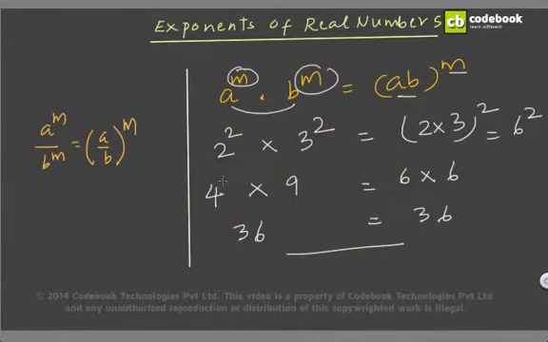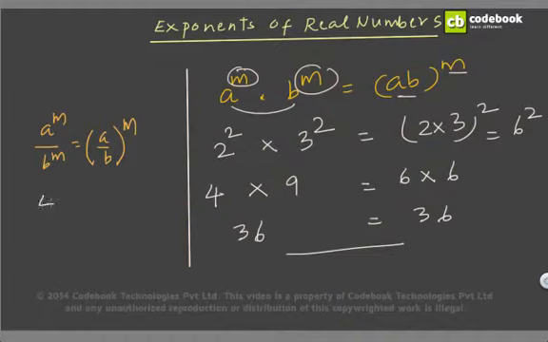A similar kind of identity is a power m by b power m is equal to a by b whole power m. So if a numerator and denominator have exponential terms, and if the exponents of the numerator and denominator are the same, then you can simplify it as a by b whole power m, which is the quotient of the bases raised to the power of the exponent. So we can verify this in the same way that we did for the previous example.